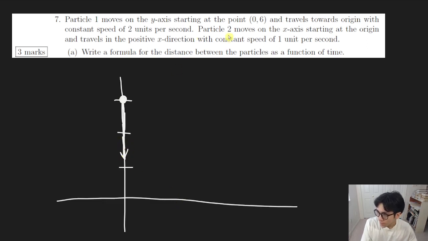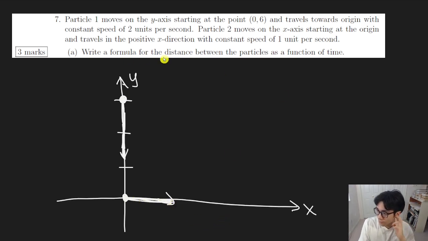Particle 2 moves on the x-axis starting at the origin. So it's starting here. And it travels in the positive x direction. That's to the right, right? Here's positive x, with a constant speed. So if this one is going a certain speed, this one is going a bit slower. So maybe I'll make its arrow a bit smaller. Let's say like that.